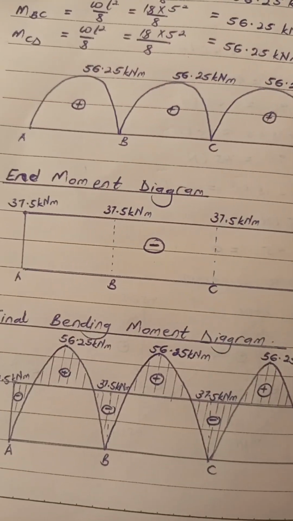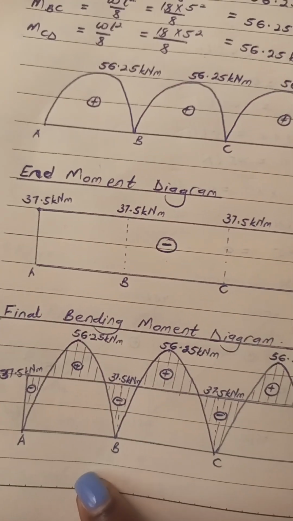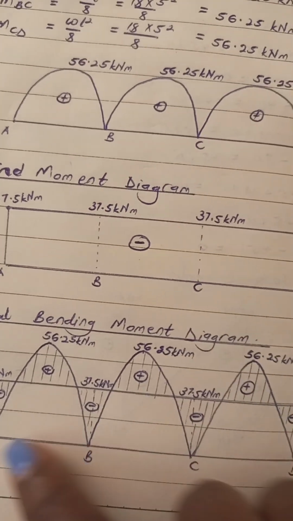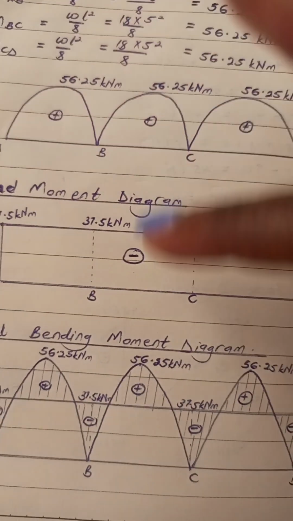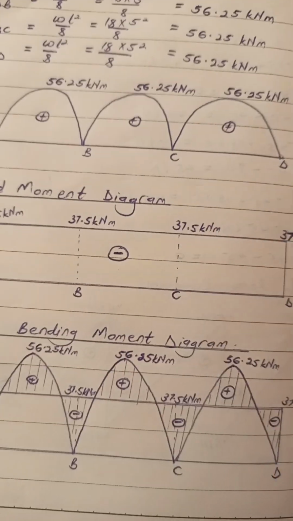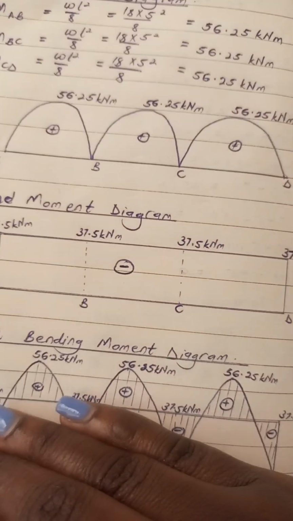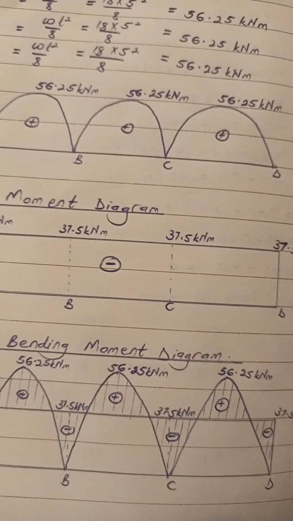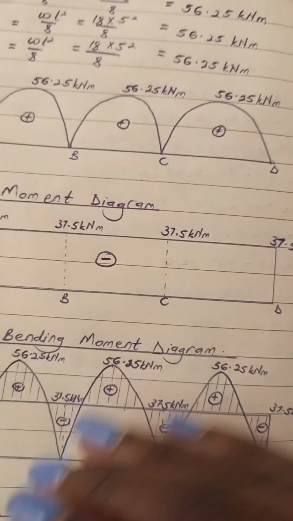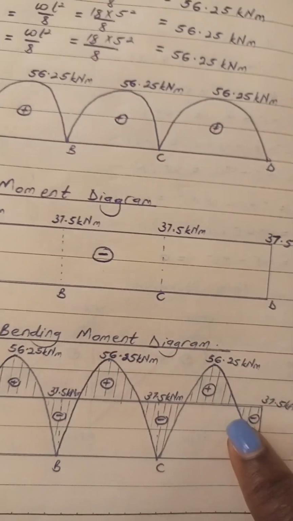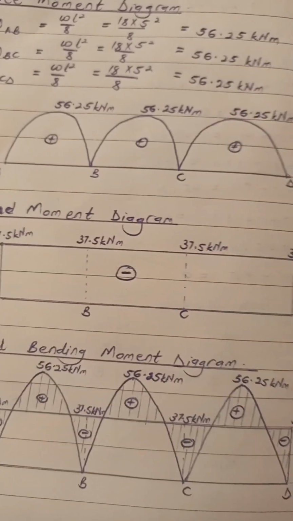Then we will also find the final bending moment diagram. When you plot this against this, then you shade the parts that are above this. Every value that is below the end moment diagram is negative, and every value that is above it is positive. So that's how the numbers are.